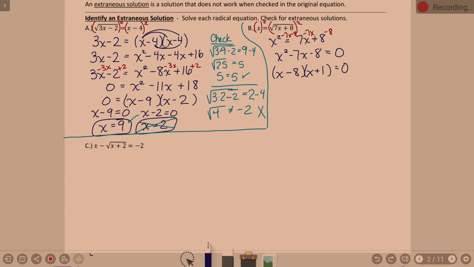I wrote it down. I was wondering if you were at the end. Yeah, I went ahead and finished it. Okay. So x minus 8 and x plus 1. Set each factor equal to 0. And that means I'm going to get answers of 8 and negative 1.